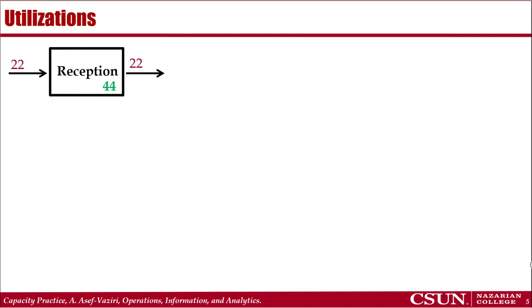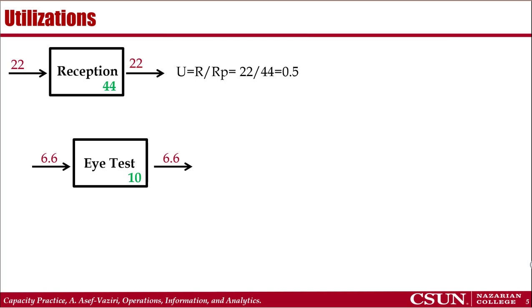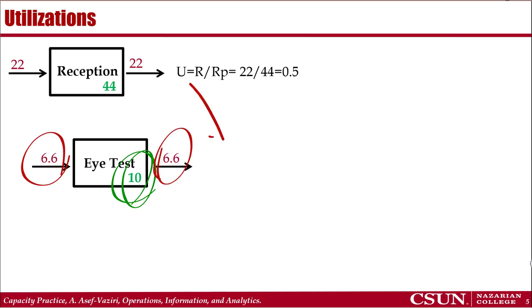Let's look at the first process. 22 customers come in, 22 go out, and the capacity of the process is 44. If we compute utilization, that is 22 divided by 44. Therefore, the first process is 50% occupied. Go to the eye test. The capacity of eye test is 10, and throughput is 6.6. Therefore, I can apply the same there and compute utilization. And therefore, utilization here is 66%.